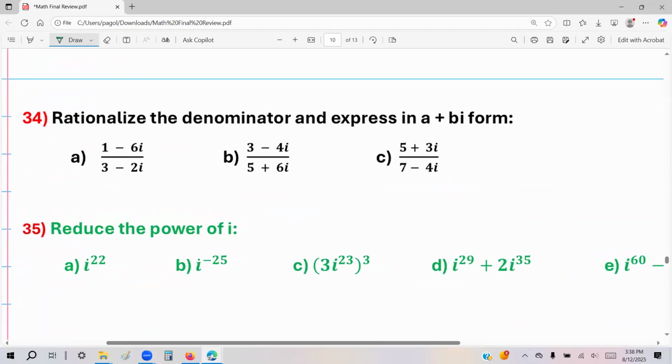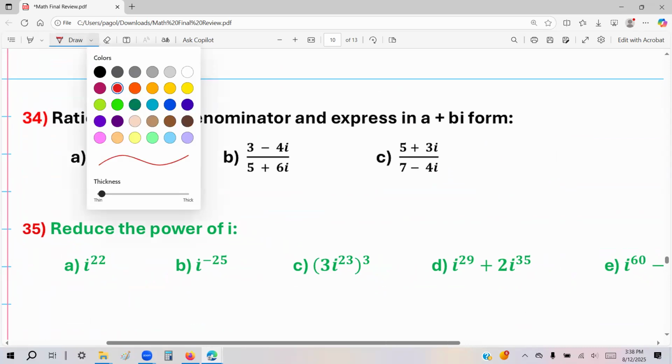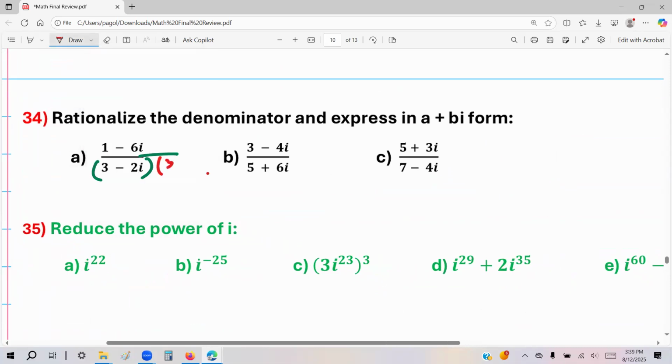Division, we don't know how to divide. So you multiply by conjugate. So what's the conjugate of this? 3 plus 2i. So you multiply top and bottom by the same conjugate. Don't change their sign. I noticed a few of you in your exam, you change the sign. You put 3 plus 2i here and then 1 plus 6i here. No, you have to multiply by the same conjugate on the numerator and denominator.